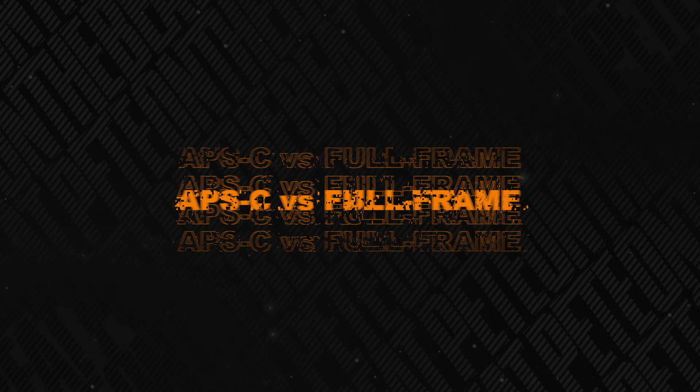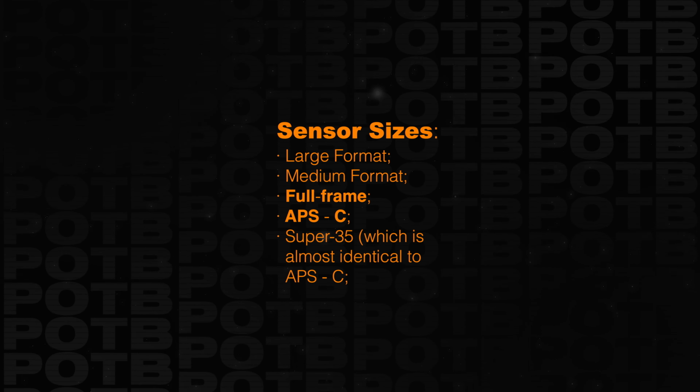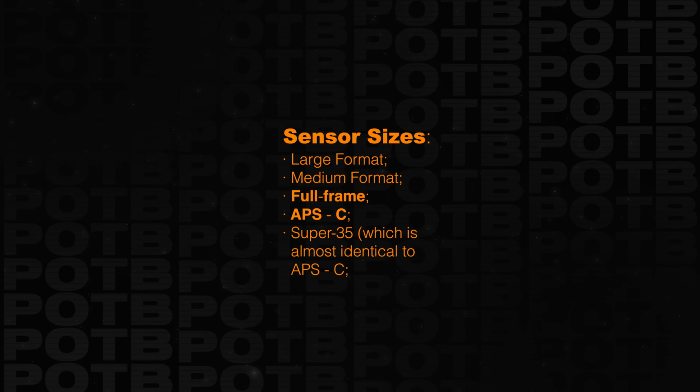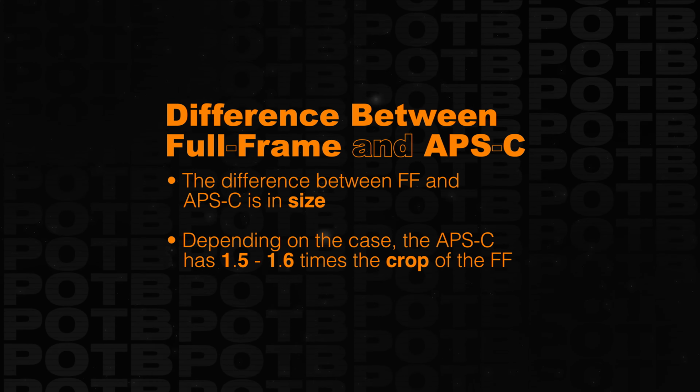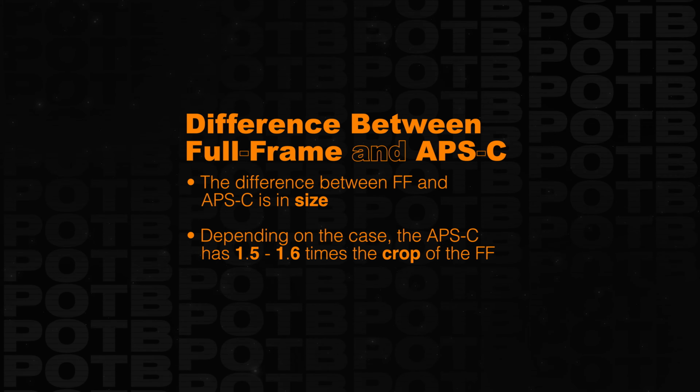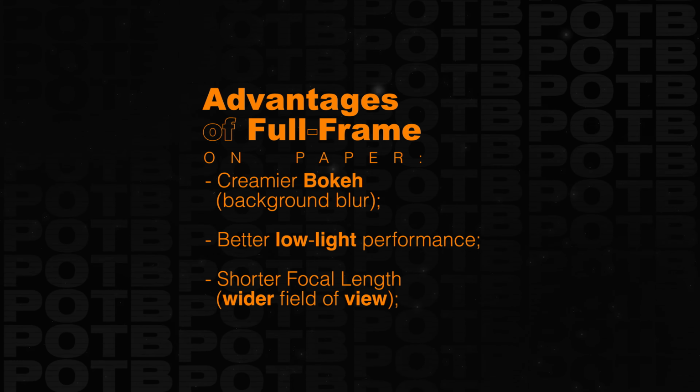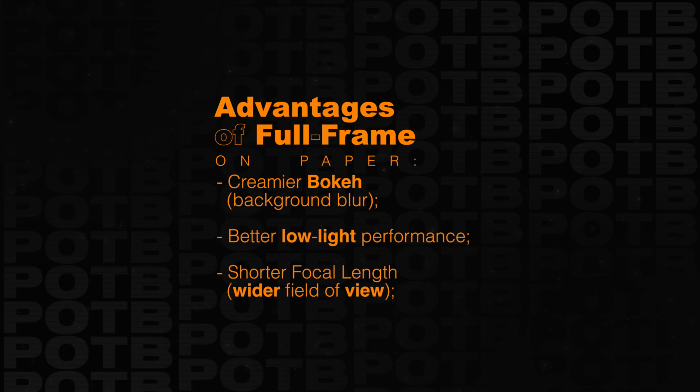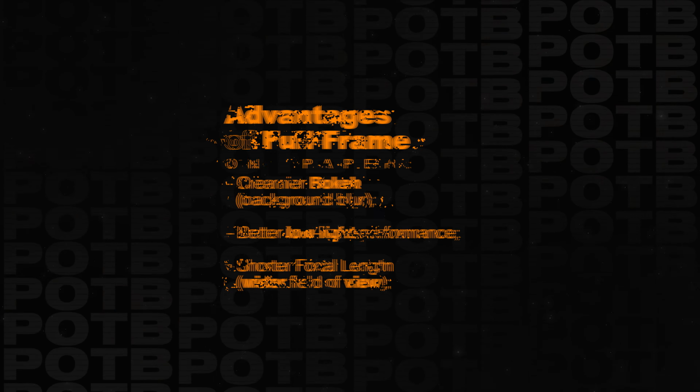APS-C versus full-frame. There are several sensor sizes: large, medium, full-frame, APS-C, and Super 35, which is very similar to APS-C. The difference between full-frame and APS-C is in size. Based on the exact bodies, the APS-C has about 1.5 to 1.6 times the crop of the full-frame. So being larger, the first has several advantages on paper. This includes creamier bokeh, aka background blur, better low-light performance, and shorter focal length or wider field of view. The reason for saying on paper is because modern technology has substantially bridged the gap, though there are still differences, which we'll discuss in a moment.